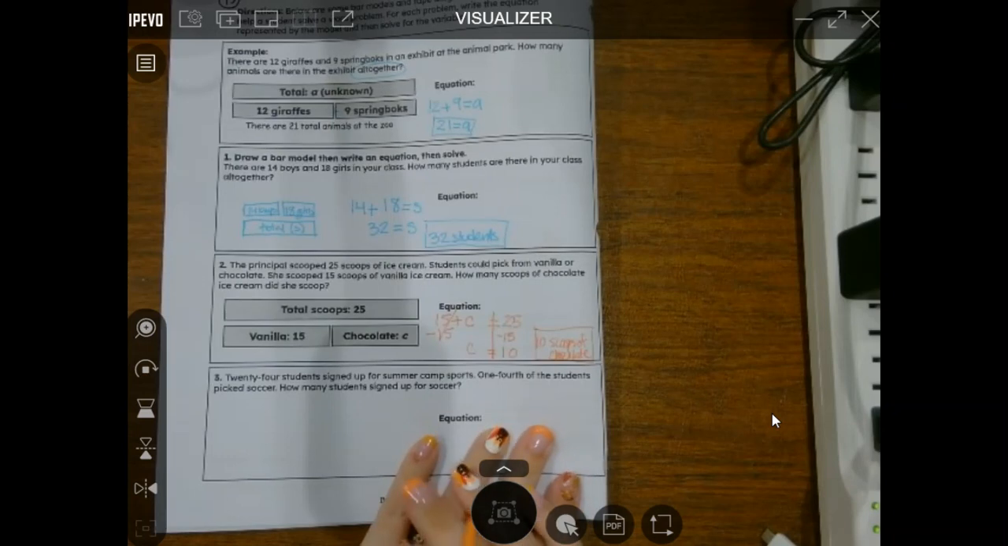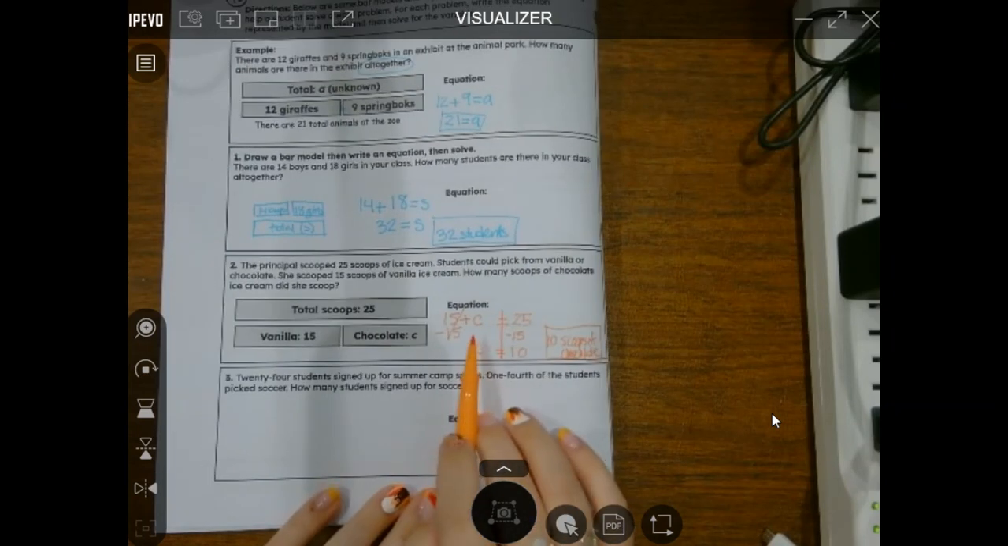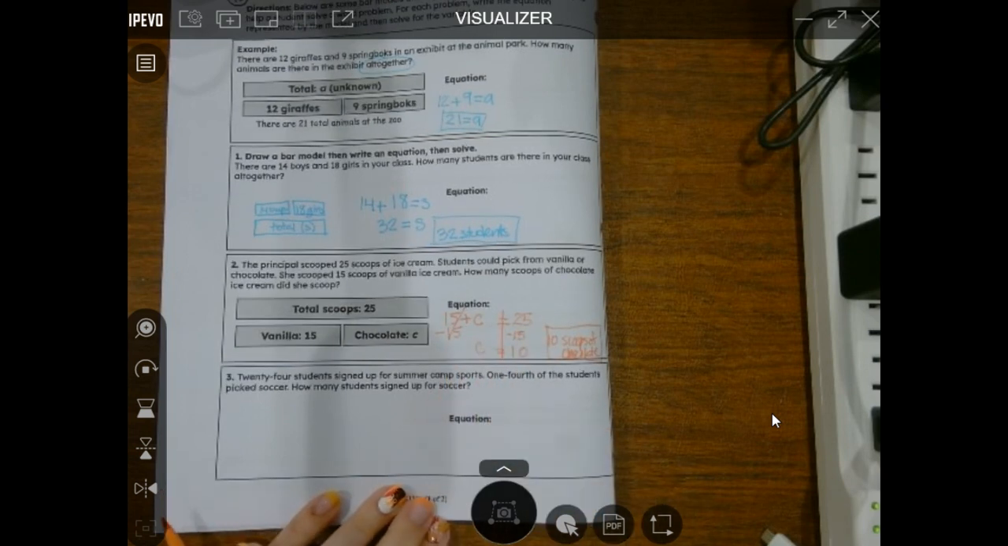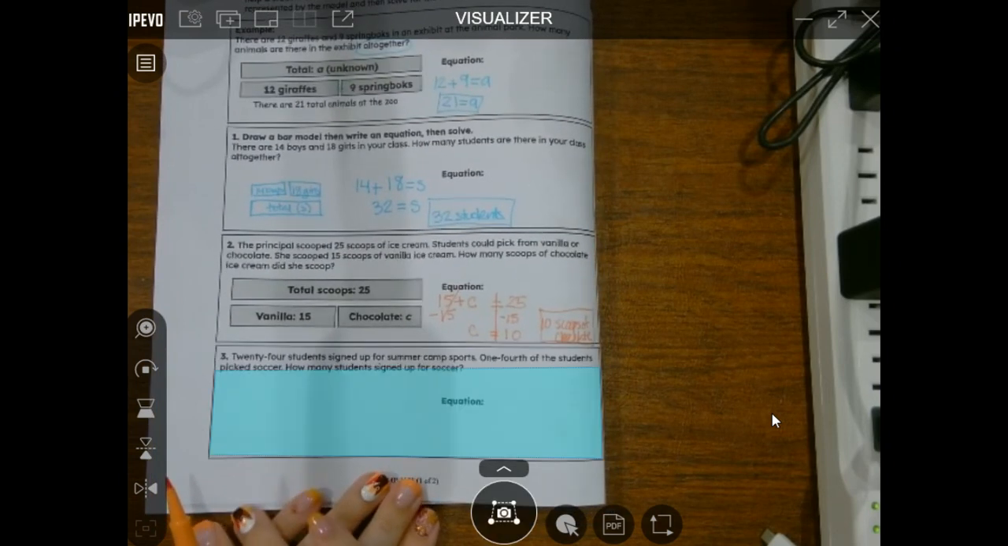Okay. And does that make sense? Maybe plug it back in to check. 15 plus 10, yeah, that equals 25. So that makes sense that this plus this would equal that. Beautiful. Let's go ahead and move on to the next one.